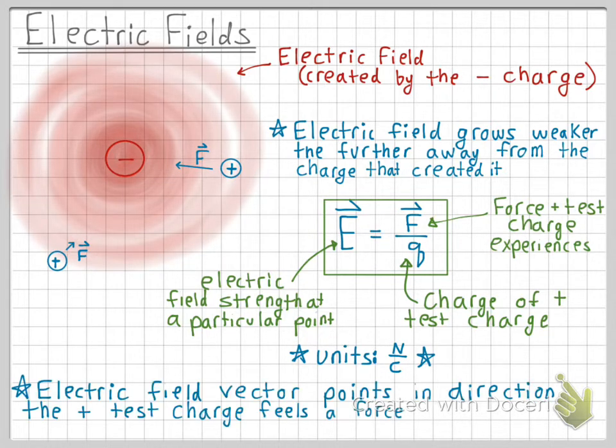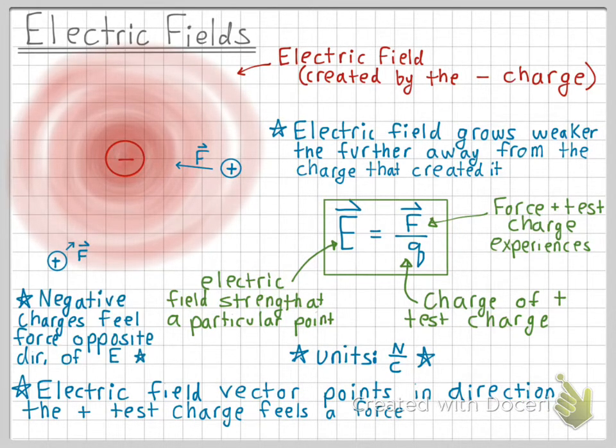And it is also important to note that the electric field is a vector, which means that direction matters. The way that you tell the direction of the electric field is that the direction is the same direction of the force that a positive test charge would feel. Negative charges then would feel a force in the opposite direction of the electric field. So we're going to work with this idea a little further on in the video.